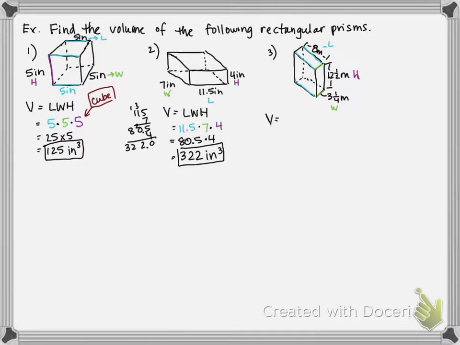And we get volume equals length times width times height, which is going to be 8 times, let's see, 3¼ width, times the height of the prism, which is 12.5. And then we're going to just start doing math.